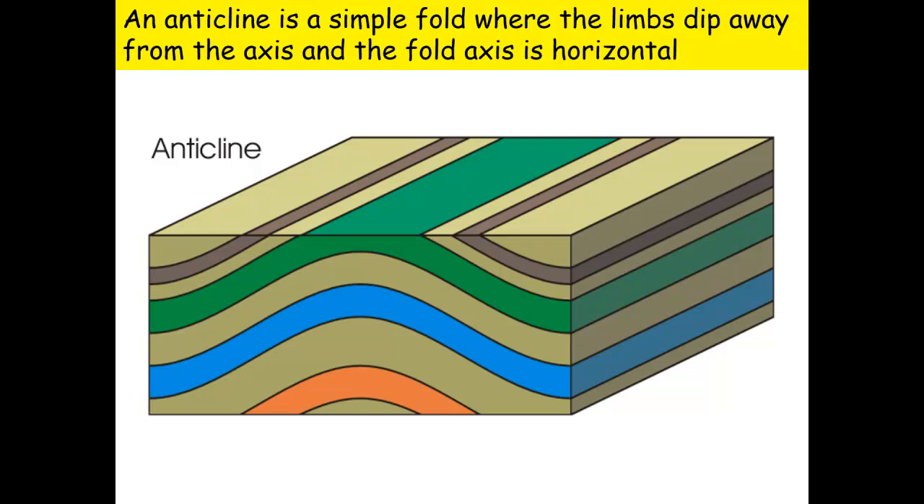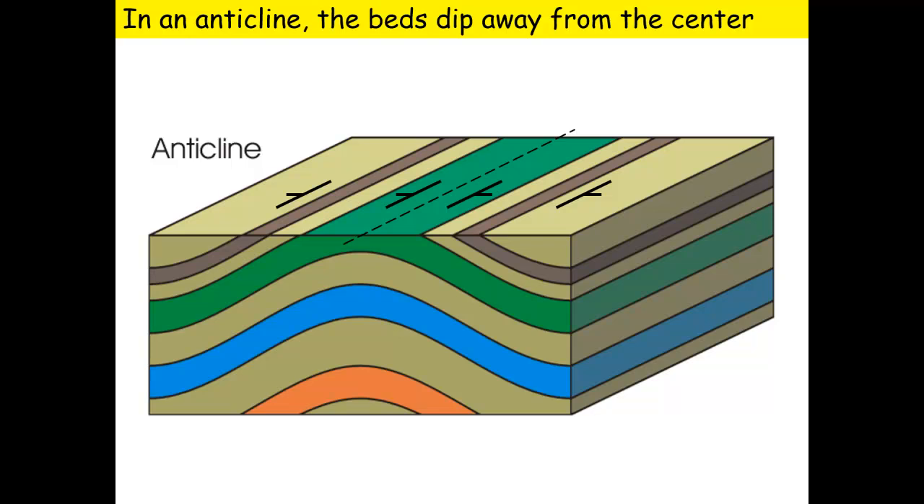One of the simplest kinds of folds is an anticline. An anticline is simply a fold with a horizontal fold axis in which the beds dip away from the center. Here I've shown the fold axis dashed, and you can see that it's horizontal, and I've shown some strike and dip symbols showing that the beds on opposite sides of the fold axis dip away from the center.